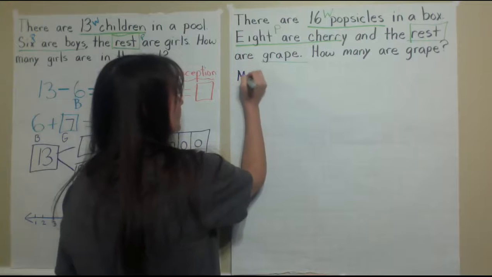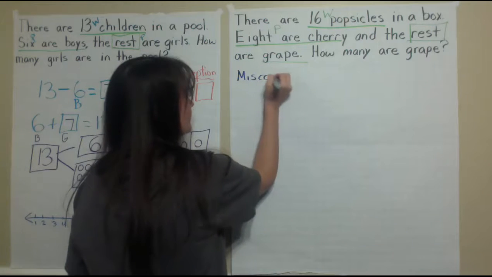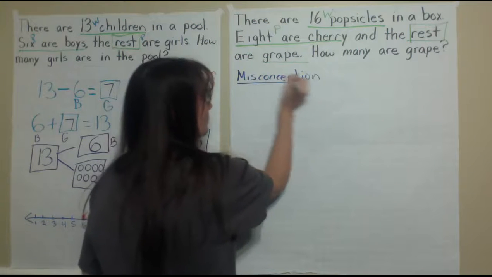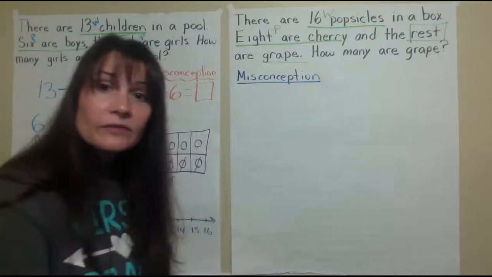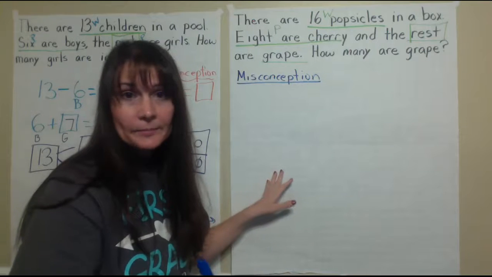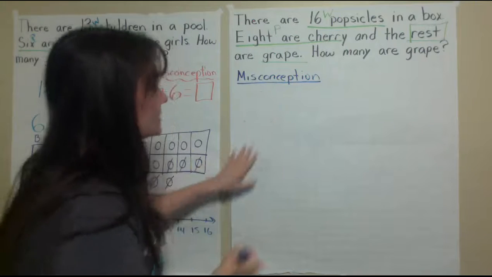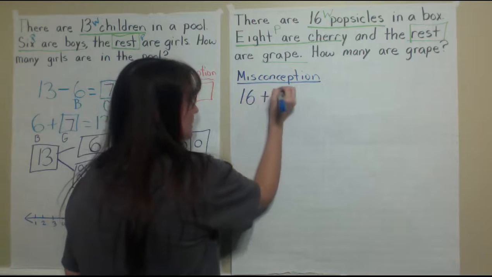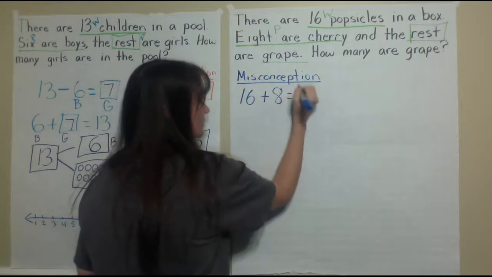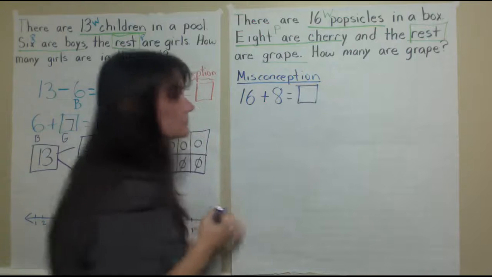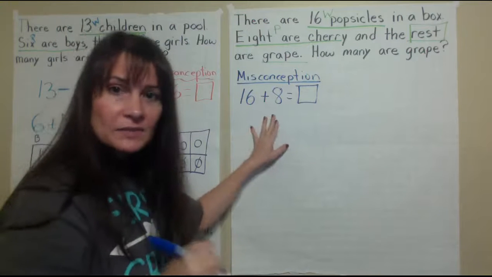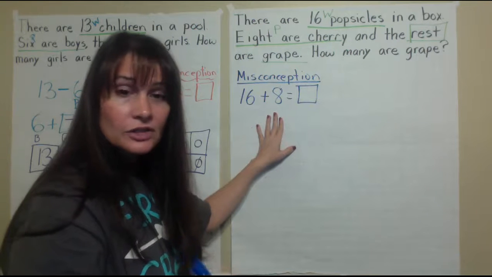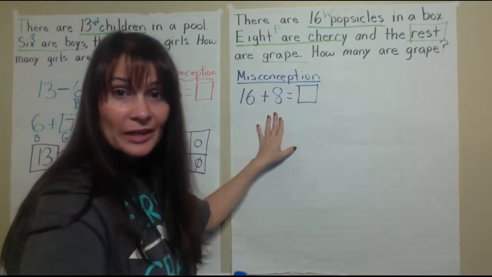We know, again, that a misconception is just a wrong way of thinking about this specific problem. So I saw the misconception of 16 plus 8 equals box. Now, why would this misconception not be right? Turn and talk to a partner, and when you're ready, hit play.